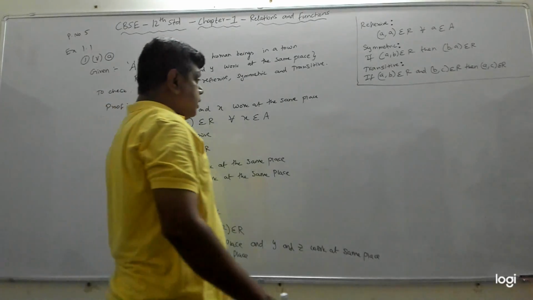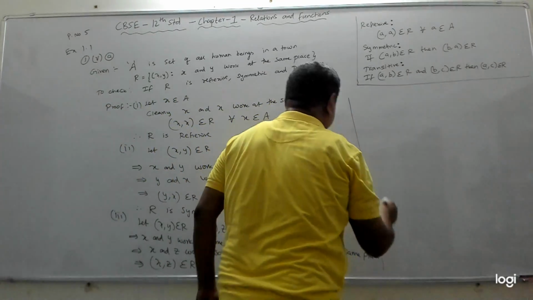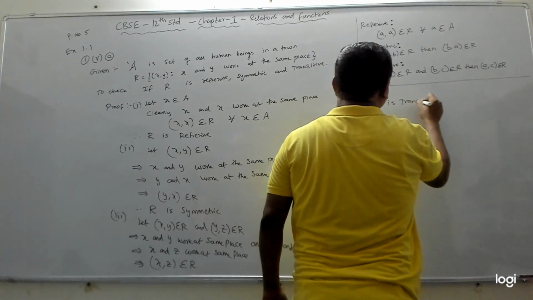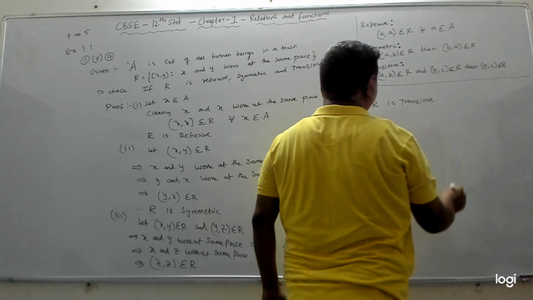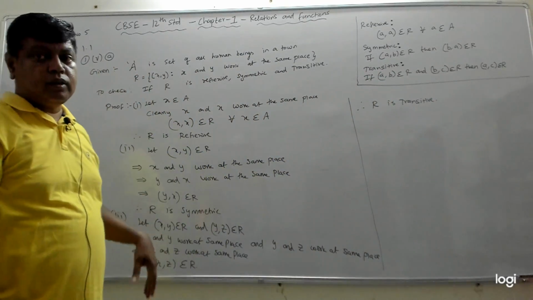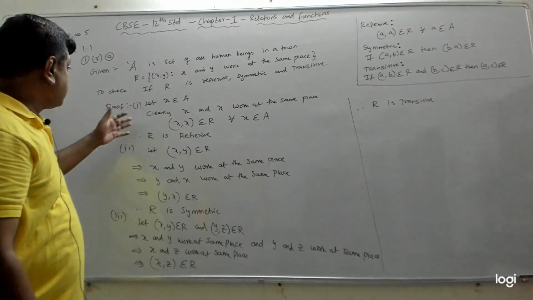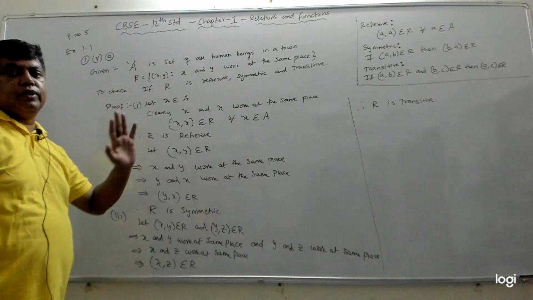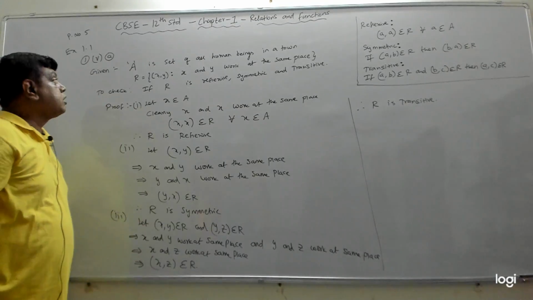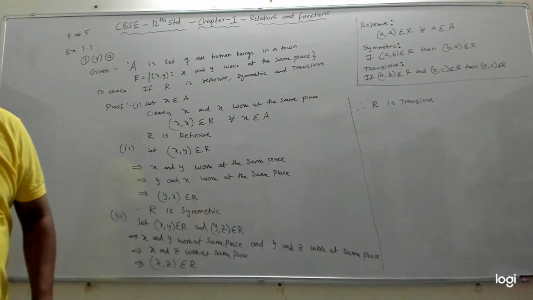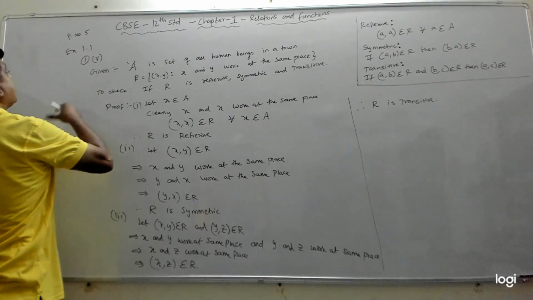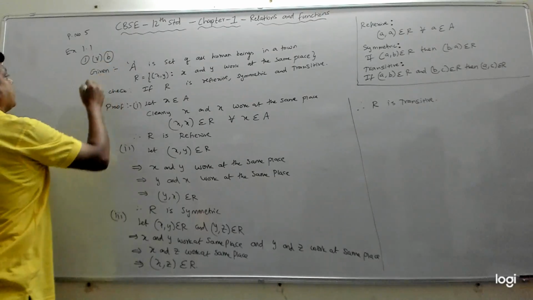Fine. So therefore we can say R is a transitive relation. So here your R is reflexive, symmetric as well as transitive. Fine. So all of you can pause the video and take the notes. I'll go to the next problem, which is problem number B of the same first problem, fifth solution B.